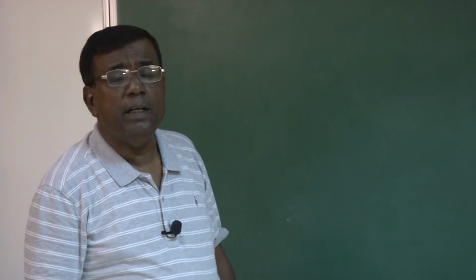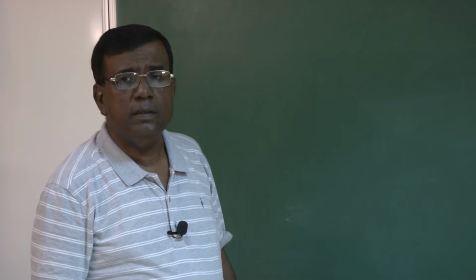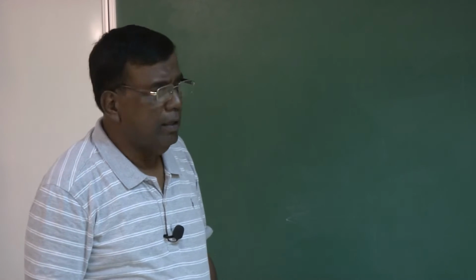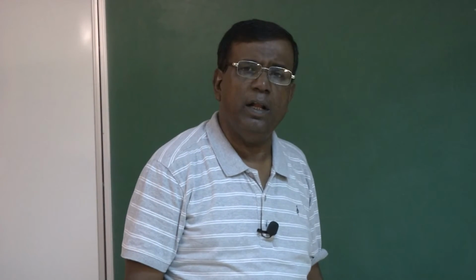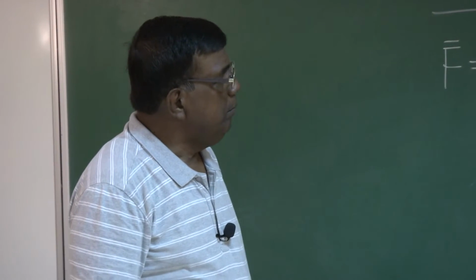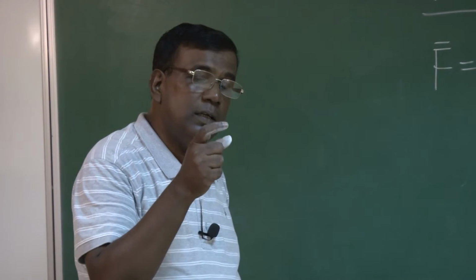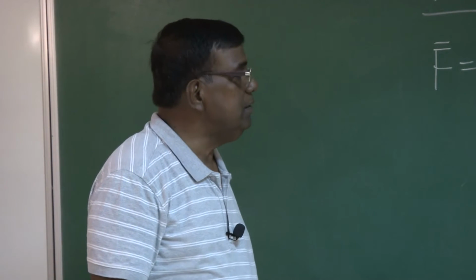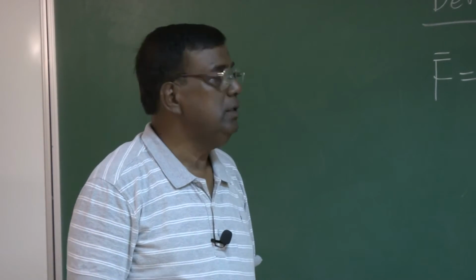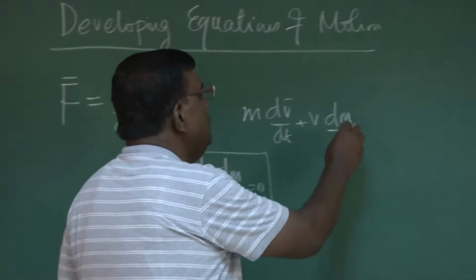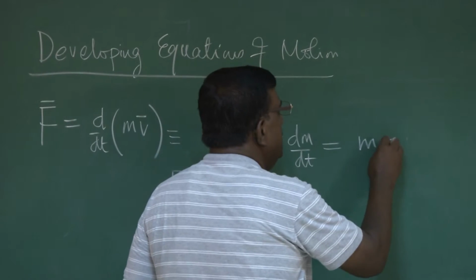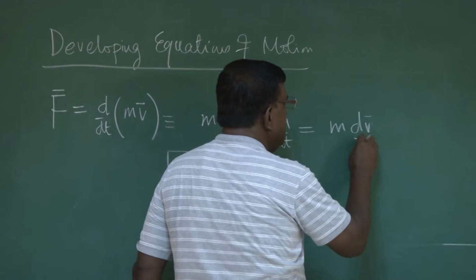In practice, dm by dt is not 0 for an aircraft because a lot of fuel consumption will be there. Almost 30% of the weight will be fuel. But for dynamic stability analysis, since it is for a small duration, a transient analysis, we will assume mass remaining constant. So dm by dt is 0. So I write this as m dv by dt.